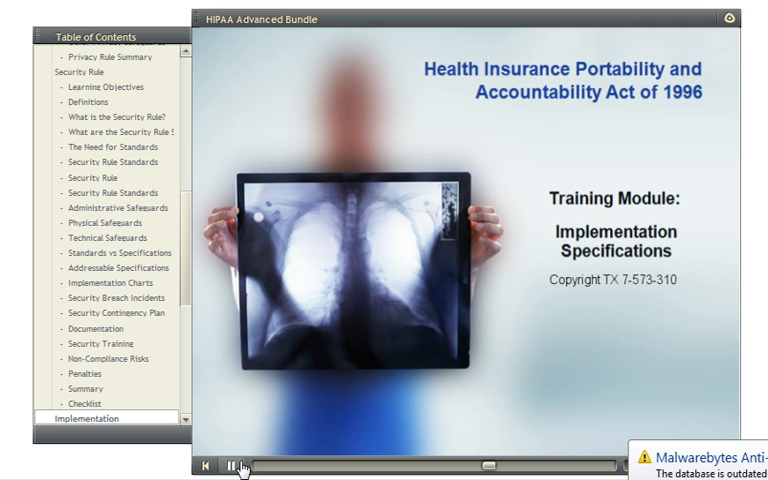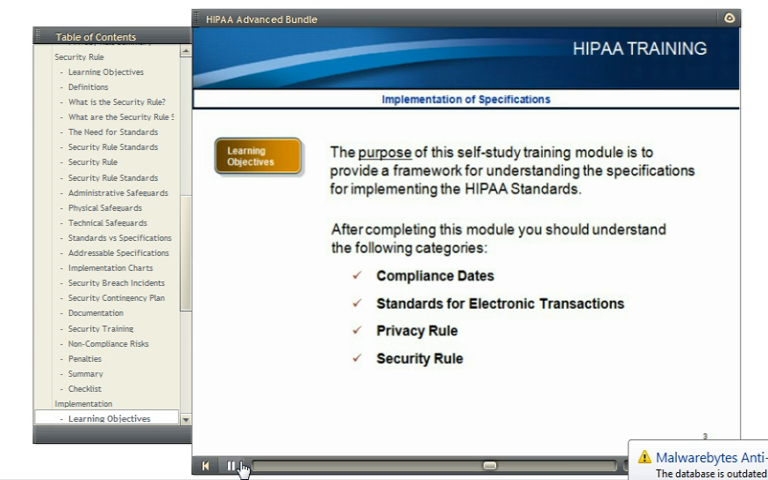Health Insurance Portability and Accountability Act of 1996. Training Module. Implementation Specifications. Learning objectives. The purpose of this self-study training module is to provide a framework for understanding the specifications for implementing the HIPAA standards. After completing this module, you should understand the following categories: compliance dates, standards for electronic transactions, privacy rule, security rule.